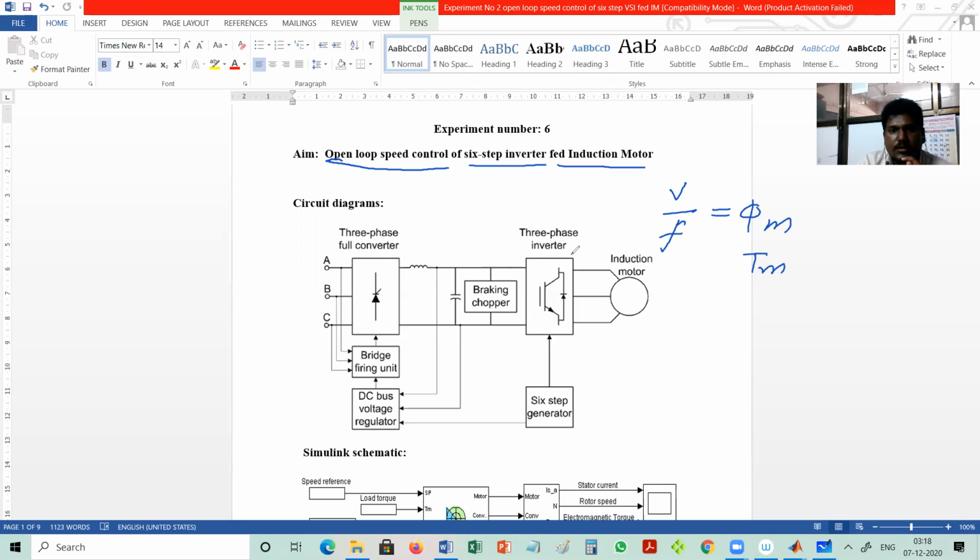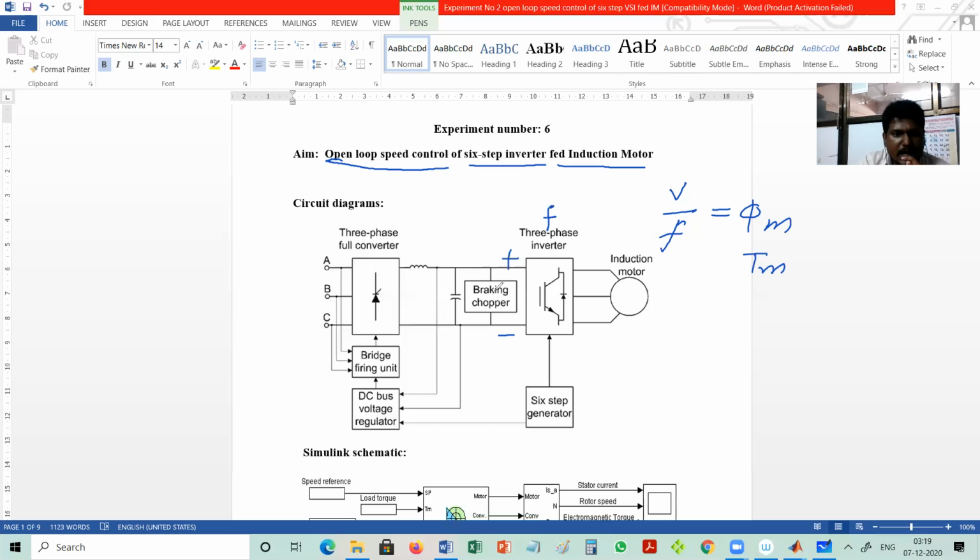In a six-step VSI, the inverter is only able to vary the frequency. This three-phase inverter will vary the frequency of the AC voltage given to the induction motor, but it is not able to vary the voltage amplitude of the AC waveform, which depends on the DC link voltage. This is the DC link voltage at the input of the inverter.